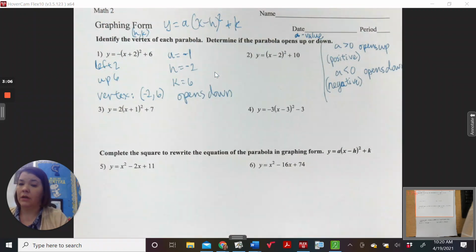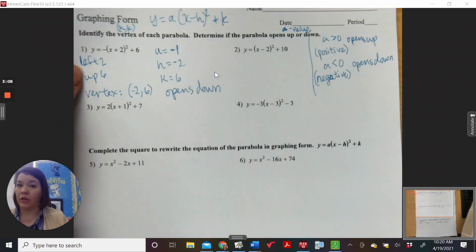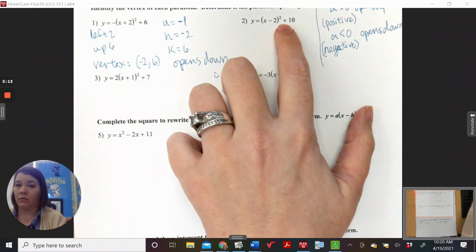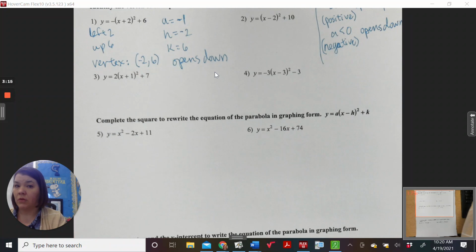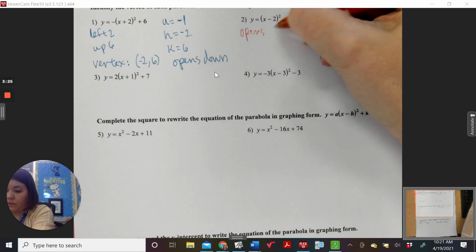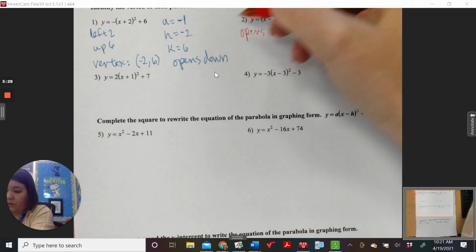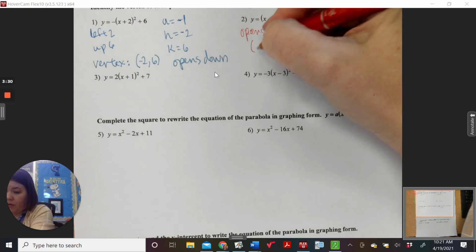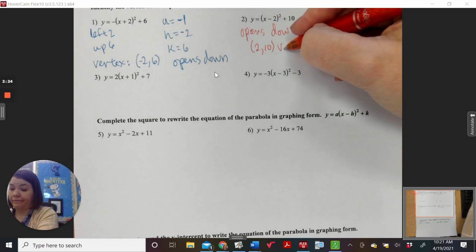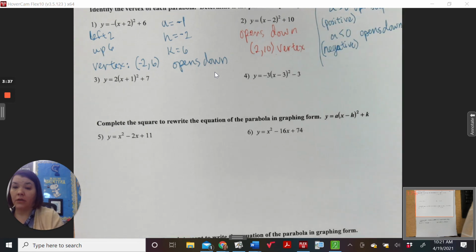Let's move on to, and actually I will challenge you to do number 2 with the answers showing up on Edpuzzle. So, number 2, go ahead and try that one. So it opens down, and my vertex is 2, 10. That's it. So let's move on.